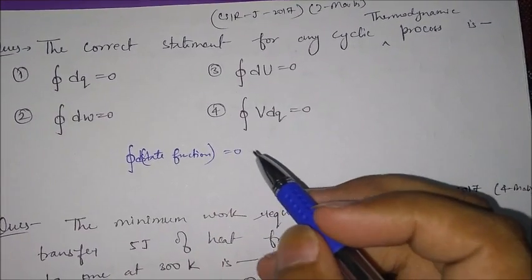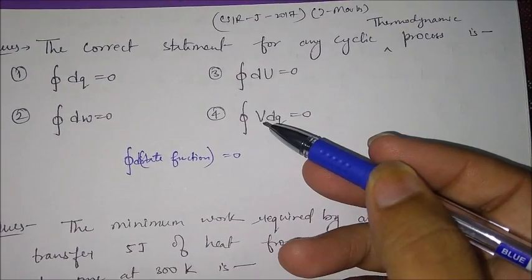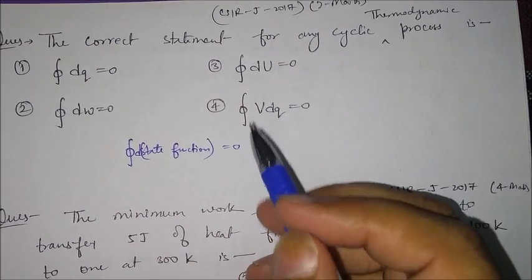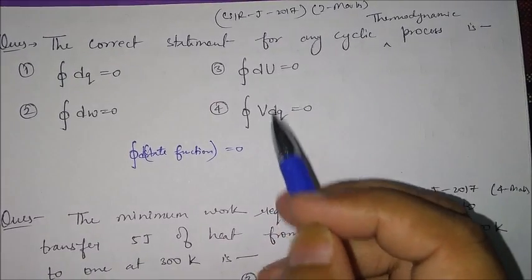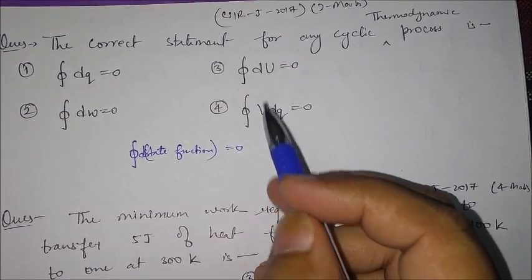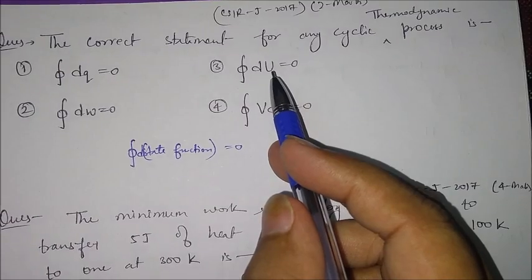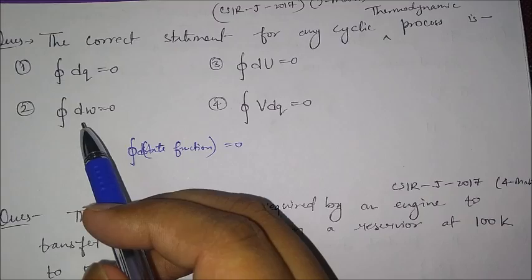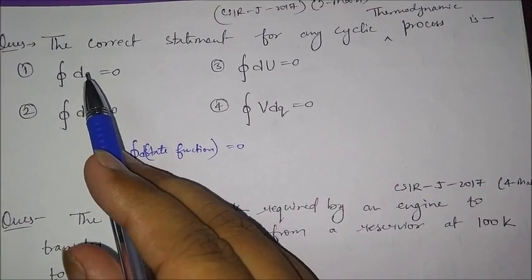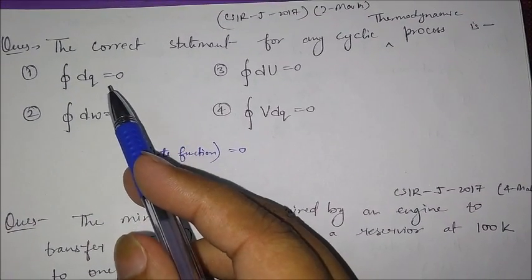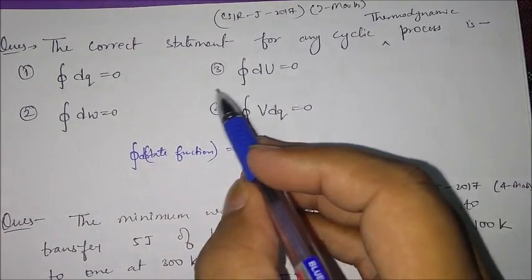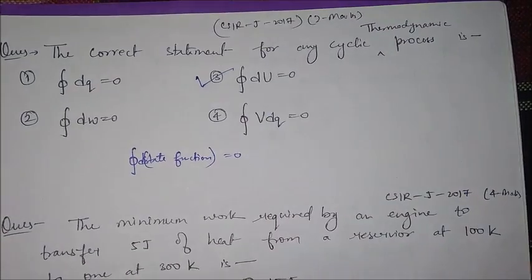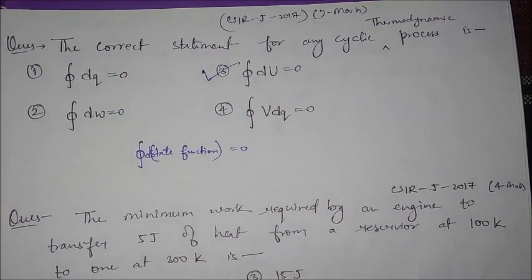How will you identify whether it is a state function or not? One very simple trick is that state functions are always expressed in capital letters, like temperature and volume. Volume is expressed in a capital letter, so it is a state function. Internal energy is also expressed in a capital letter. Heat given to the system and work done are expressed in small letters, so these are not state functions. This one is a state function, so that will be 0 and this is the correct option. If you know this simple thing, you could have done this question very easily. It came for 2 marks.